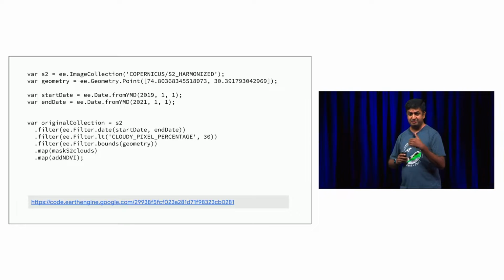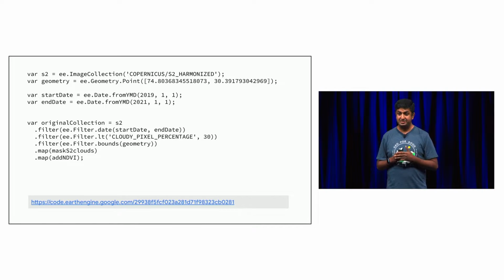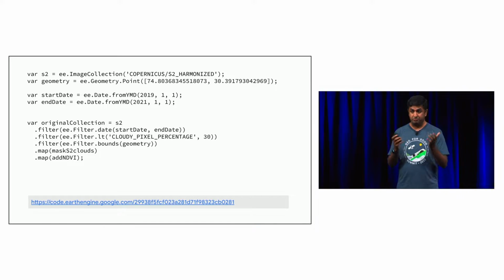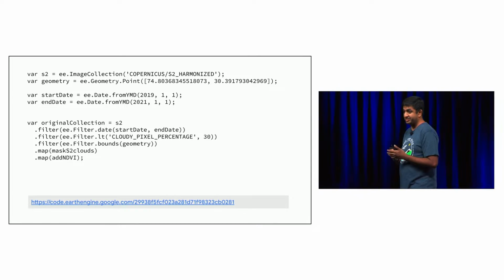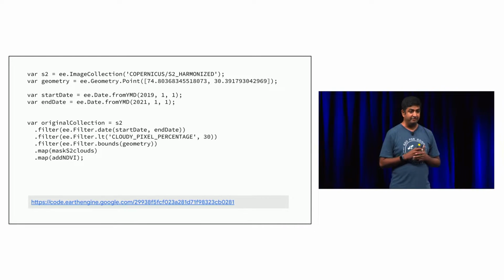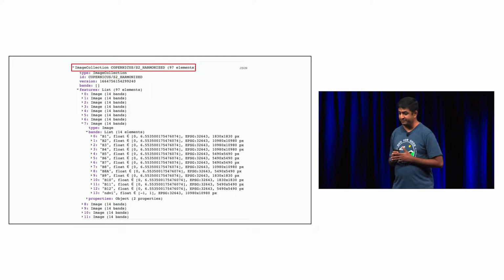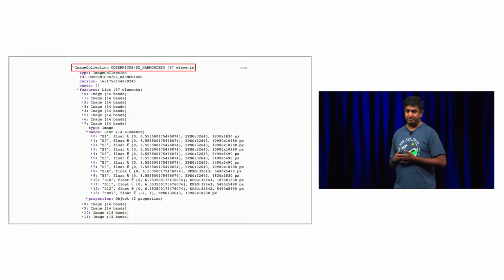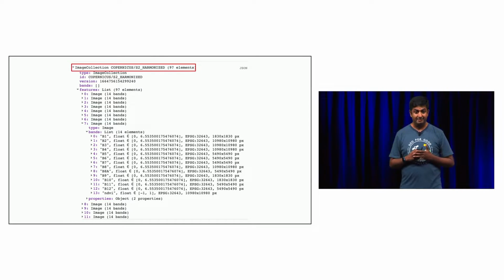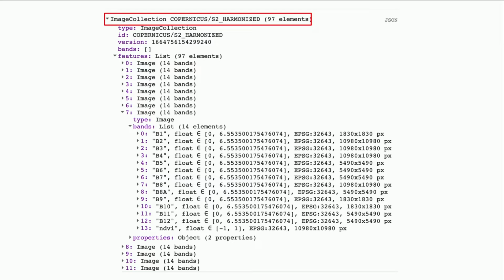We'll add some masking. We'll apply a masking function and mask clouds which are known. Cloud masking is not perfect, so whatever information we have in our images, we'll say we want to remove the known clouds and mask them. And finally, we'll map a function to add an NDVI band to each of those images. And you end up with something like this. At this point, we have 97 images over the 2-year span, and each image has 13 bands, 12 bands for the Sentinel-2 data, and we added the NDVI band.